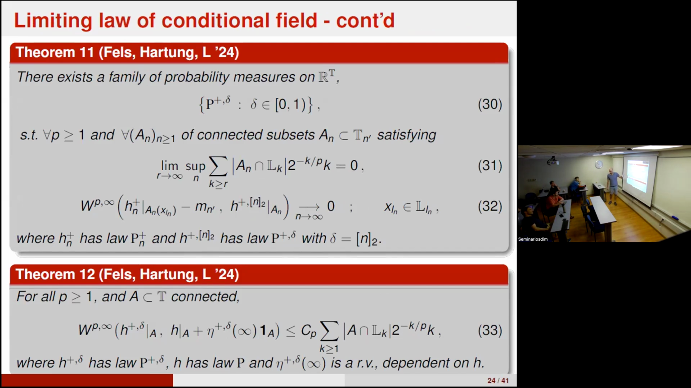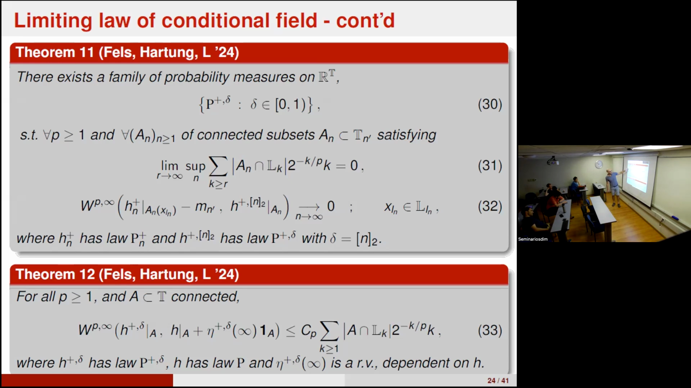So we want to say something about the limiting law of the branching random walk or the Gaussian free field when all the leaves are conditioned to be positive. We have two main theorems and then some corollaries. The theorems are more general, but slightly more involved. First of all, the first theorem says that there is a limiting law for the field conditioned to be positive. It's actually a family of laws that depends on delta.